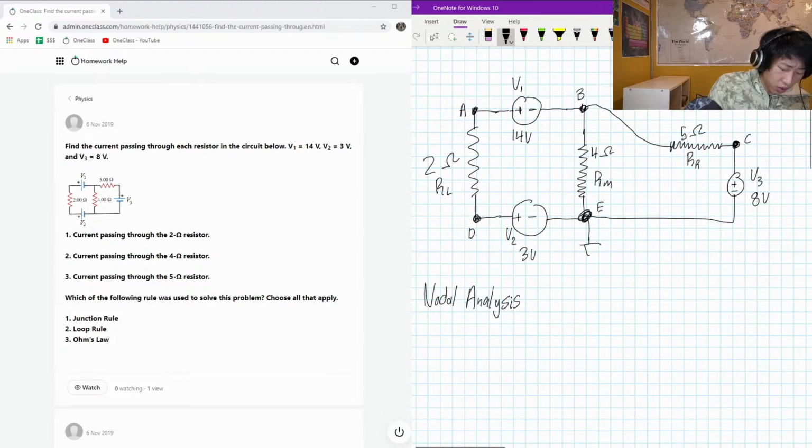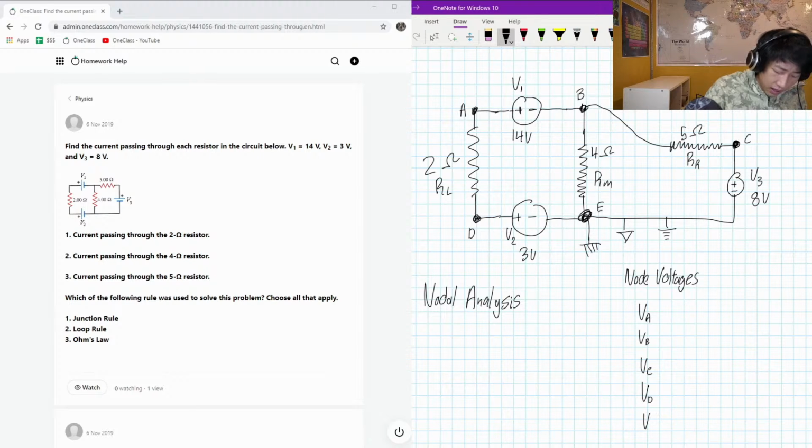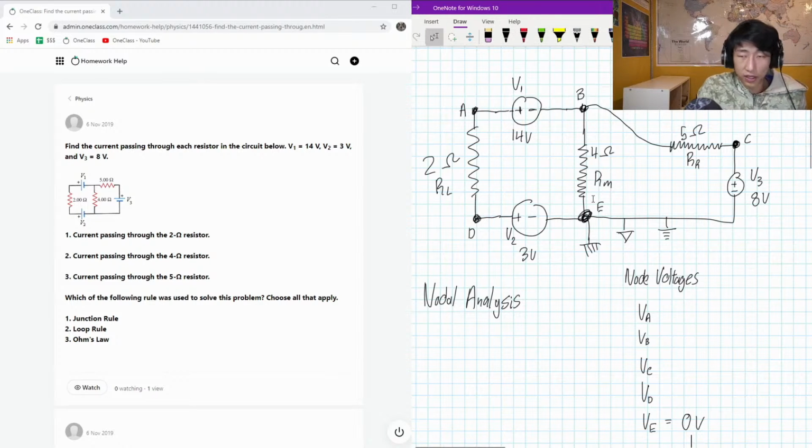To set it to 0 or to ground it, we can draw a symbol like this. Sometimes you also see it like a triangle, and sometimes you also see it like this. They all mean the same thing. That means the voltage is 0. To write our node voltages list, we have VA, VB, VC, VD, and VE. We know that VE is going to be 0 volts. We only have 4 left to do, but they should be fairly easy from the diagram.